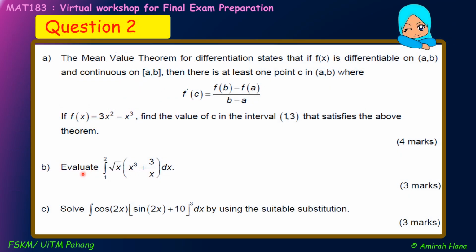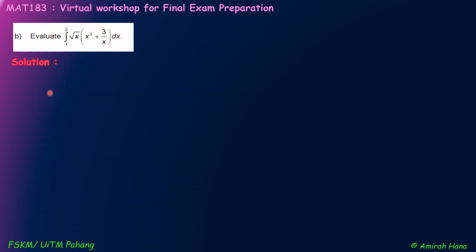Now we look at question number 2b. Evaluate the integral from 1 to 2 of square root of x times (x cubed plus 3 over x) dx. 3 marks. Now we look at the solution.